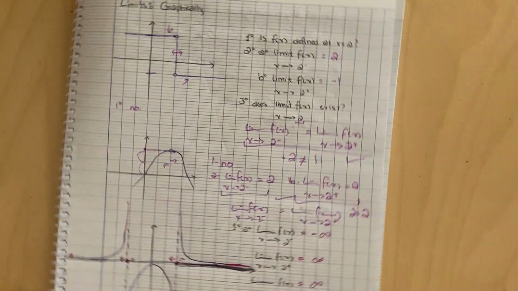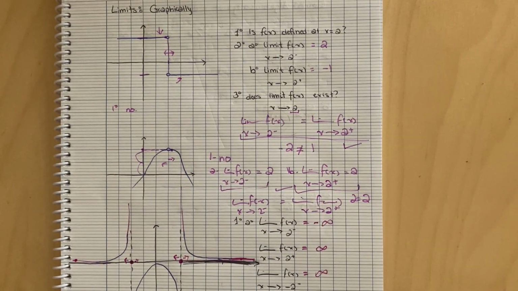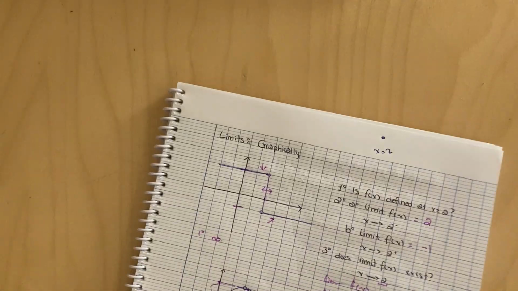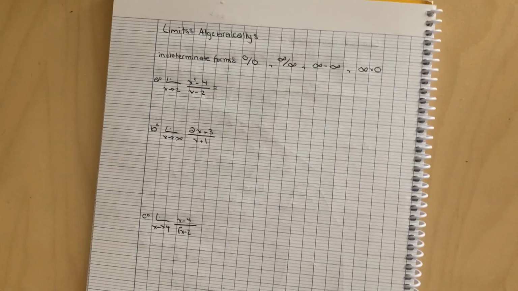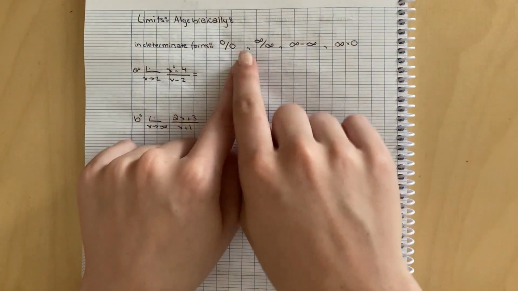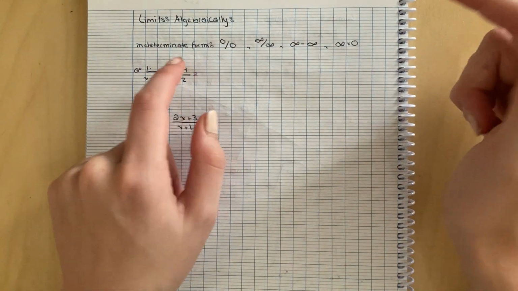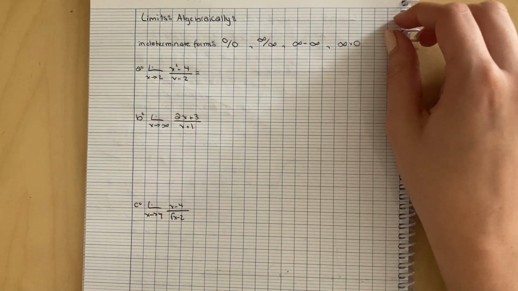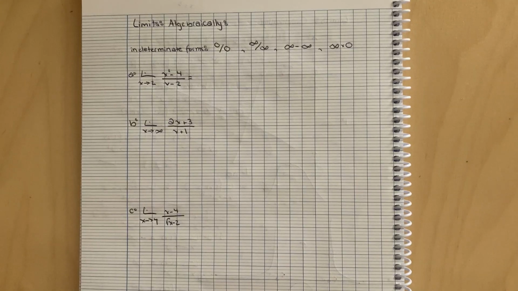Now, we've discussed how to solve limits graphically, but what about algebraically? How do we solve limits when they look like this? The first thing you need to know is that we have 4 indeterminate forms. As you're solving limits algebraically, if you get any of these as your answer, you know that you just need to change the method of solving a tiny bit. The indeterminate forms are 0 over 0, infinity over infinity, infinity minus infinity, and infinity times 0.